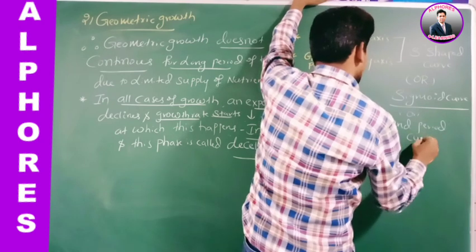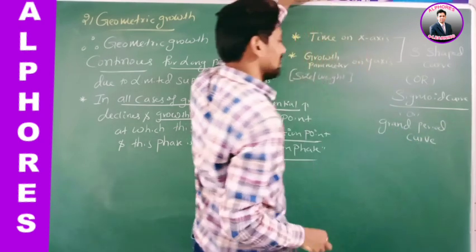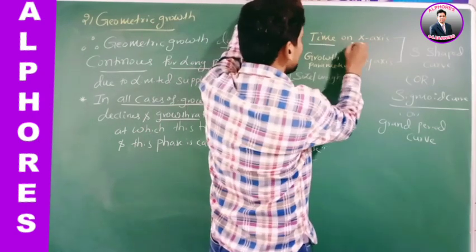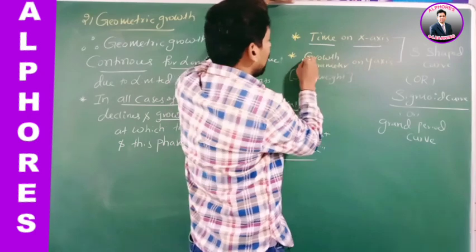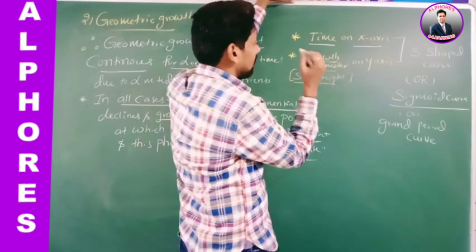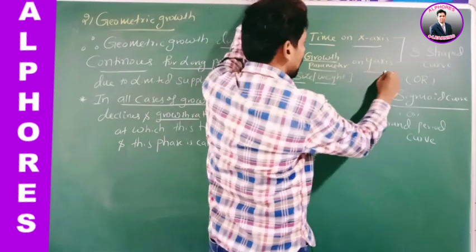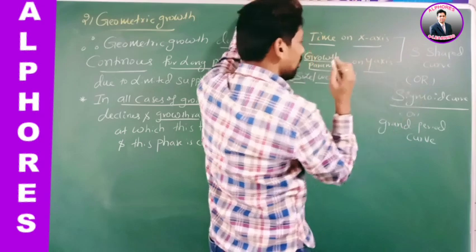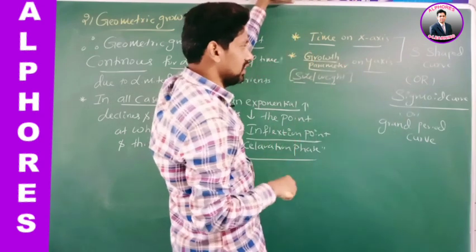The grand period curve. Therefore, we are taking time on the x-axis and a growth parameter on the y-axis. That growth parameter may be either size or weight. Then we get an S-shaped curve, or sigmoid curve, or grand period curve.